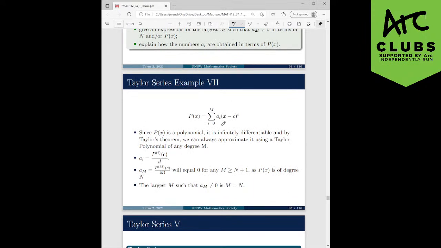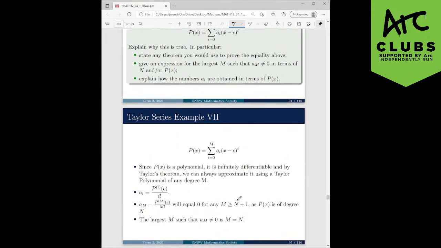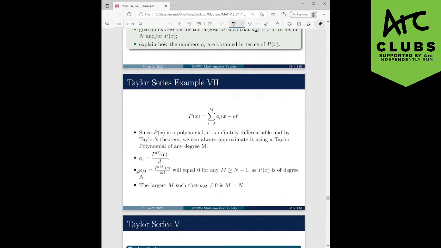And then, of course, the question: what is the largest m such that am isn't equal to 0? Am, just swap the i out for an m. Now, this will equal 0 if m is bigger than or equal to n plus 1. And that's more of a property which you hopefully remember, that if you have a polynomial of degree n, as soon as you hit the n plus 1 derivative and any higher, it's always going to be 0.